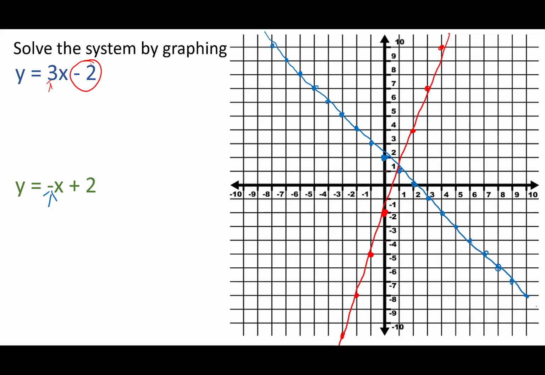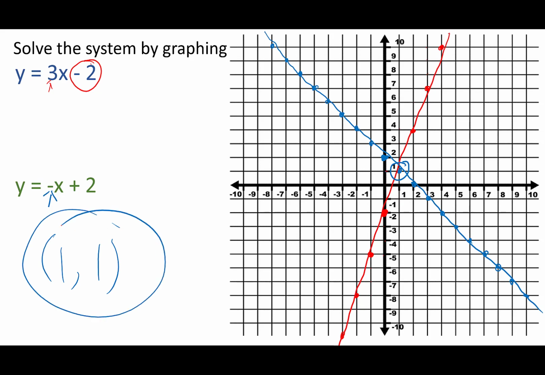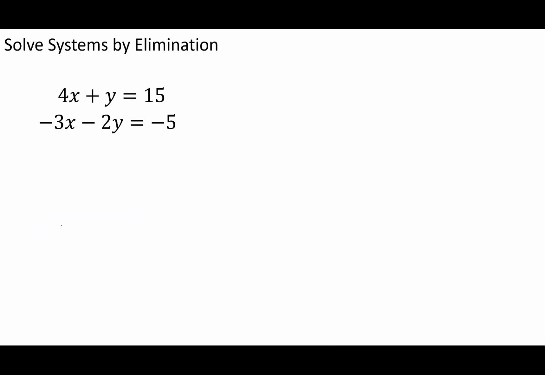Now remember, when we're solving systems, we're looking for the point where the two lines cross. And it happens to be this point right here, which is the point (1, 1). So my solution for these two equations is the point (1, 1). All right, so graphing's not always going to be the best.